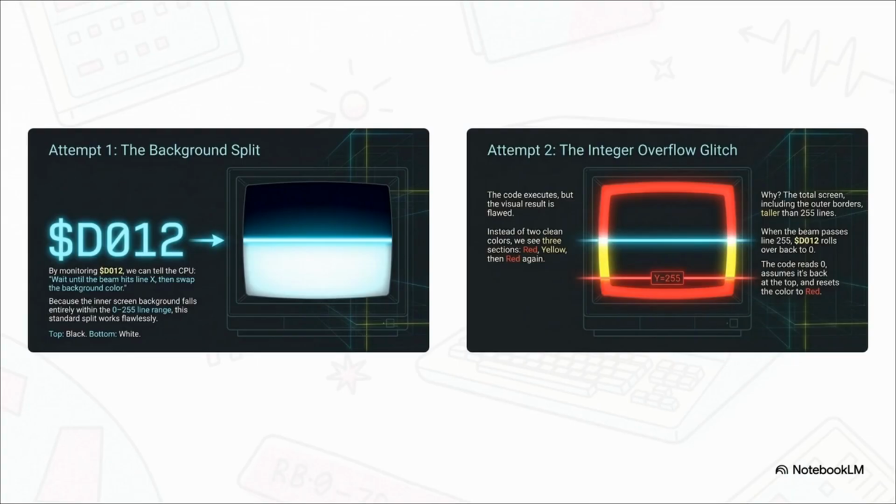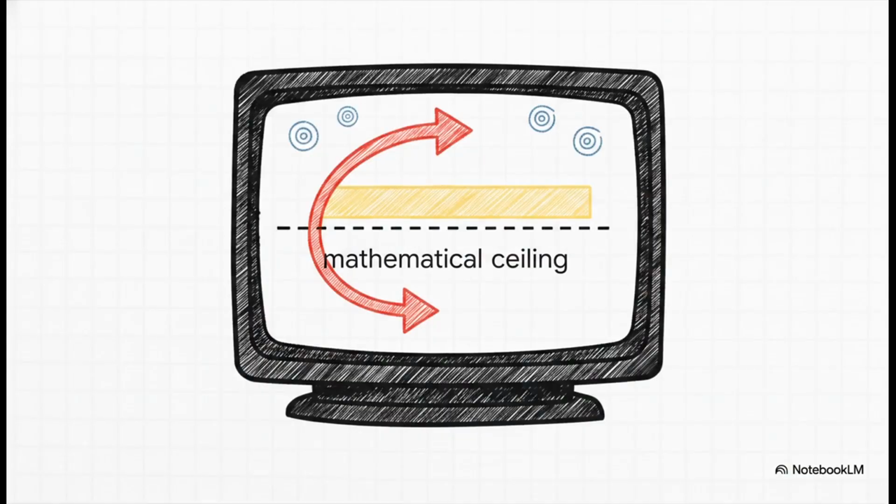Why does it fail? Well, the problem is an invisible mathematical ceiling. You see, register D012 is only 8-bit, meaning it can only count from 0 to 255. But the total screen height, including those thick top and bottom borders, is way more than 255 lines. So when the beam passes line 255, the register hits its limit, overflows, and wraps right back to 0. The CPU gets tricked into thinking the beam is back at the top of the screen and wrongly paints that top color at the very bottom.